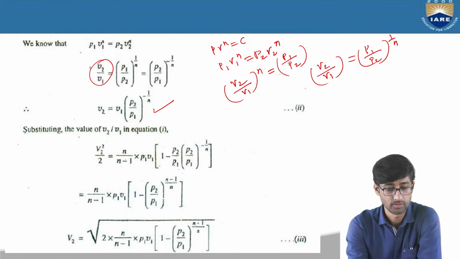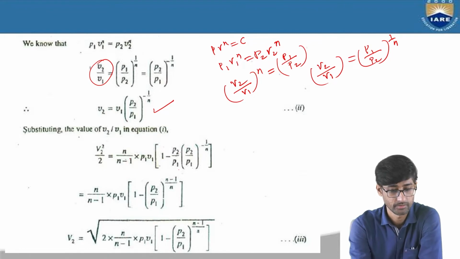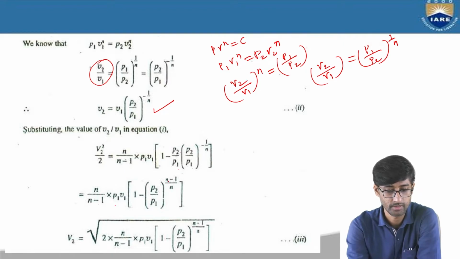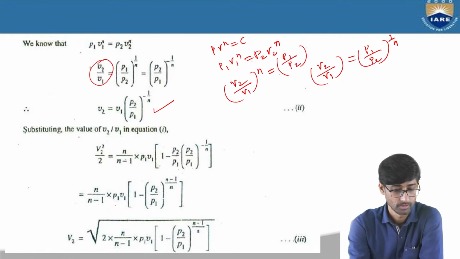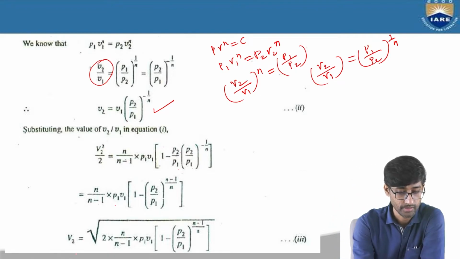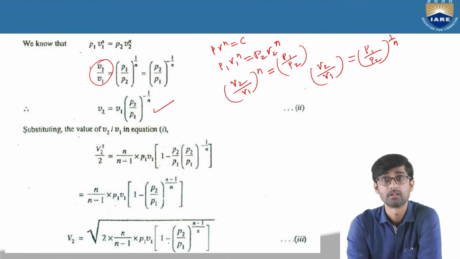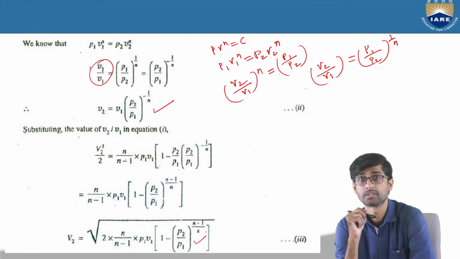Right? Now the base will be the same. The base same means the power will be added, right? So this becomes n by n minus 1 P1 V1 into 1 minus P2 by P1 to the power n minus 1 by n. Then V2 square, so V2 is equal to under root 2 into n by n minus 1 into P1 V1 into 1 minus P2 by P1 to the power n minus 1 by n. This is equation number 3.